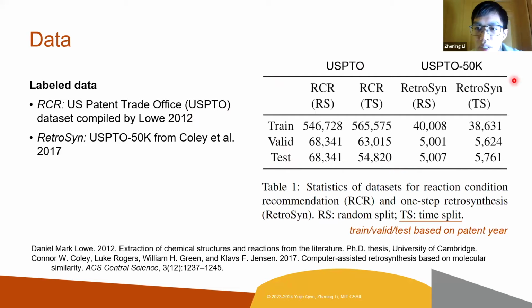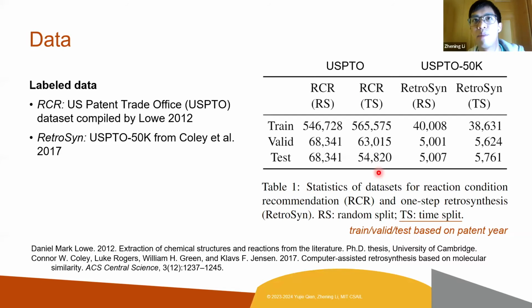And for the USPTO 50K, we have about 50K data points, as indicated by the name of the data set. We will be considering two different kinds of data splits. One is the more standard random split, abbreviated as RS over here. And the random split is exactly what the name suggests. We randomly split the entire data set into train, validation, and test sets with a ratio of 8 to 1 to 1. And the other data set split is the time-based split.